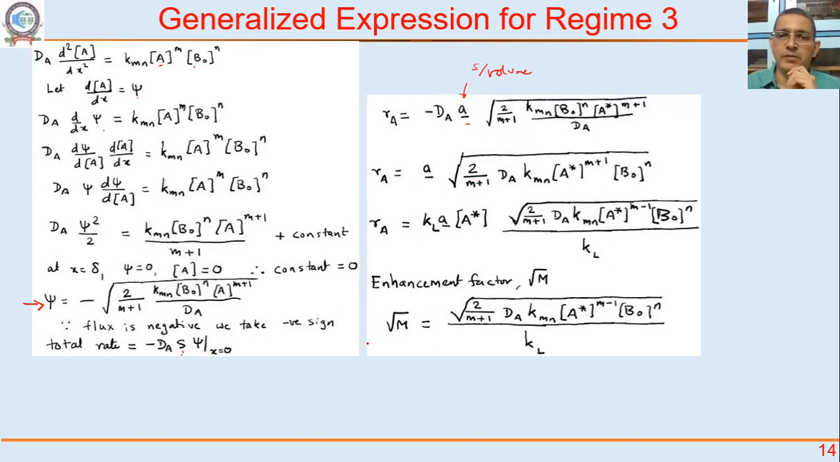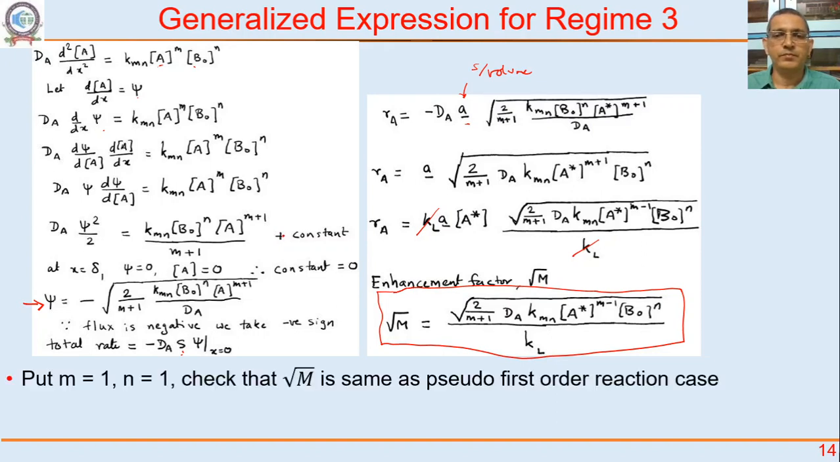Simplify. So this is our enhancement factor. See this derivation for yourself. Make sure you get yourself. And RA, kL will just cancel out. RA is A bar A star square root of 2 by m plus 1 DA kmn A star raised to m minus 1 B naught raised to n. Do this for yourself. Check whether you get this for yourself. Let's go forward.